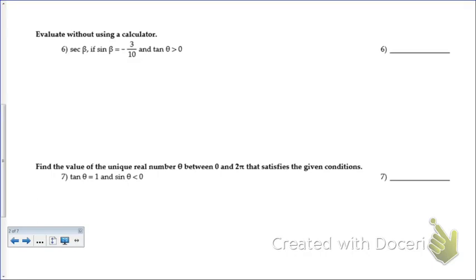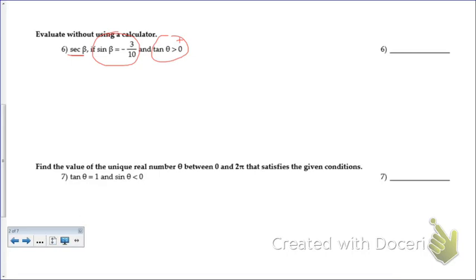Number 6, evaluate without using a calculator. So what we want to find is the secant of the angle, and they've given us 2 hints here about what the ratio is. We know that the sine is -3/10, and we know that tangent is greater than 0, which means that the tangent value has to be positive.